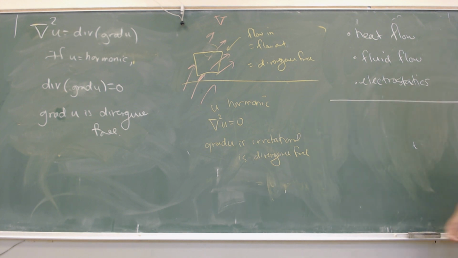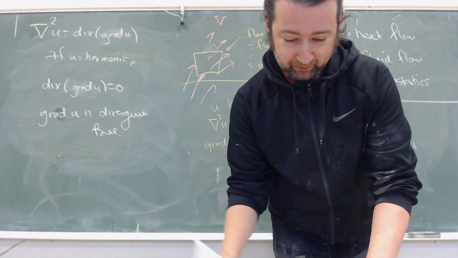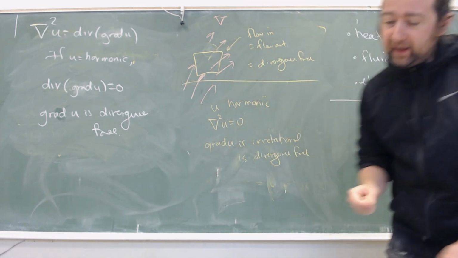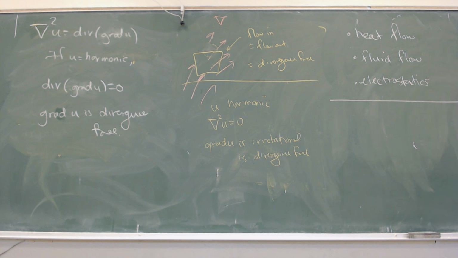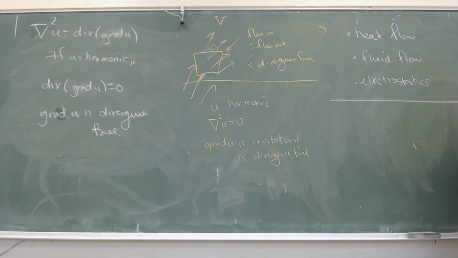Okay, so now I've got to tell you the magic part. This is my favorite part of the whole thing. When you have this setting, when you have a harmonic function and vector fields that are this nice, it turns out that there is this insane relationship between the potential function, the vector field, and the streamlines for the function.